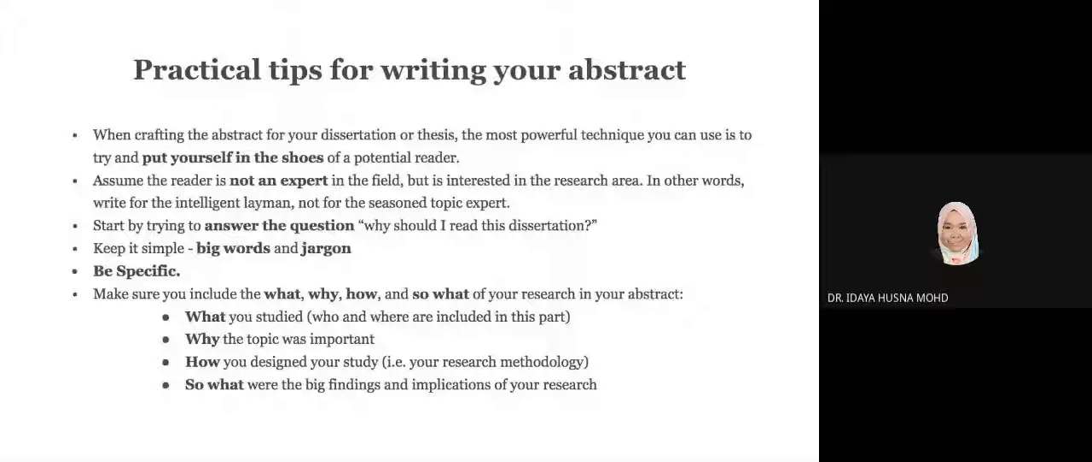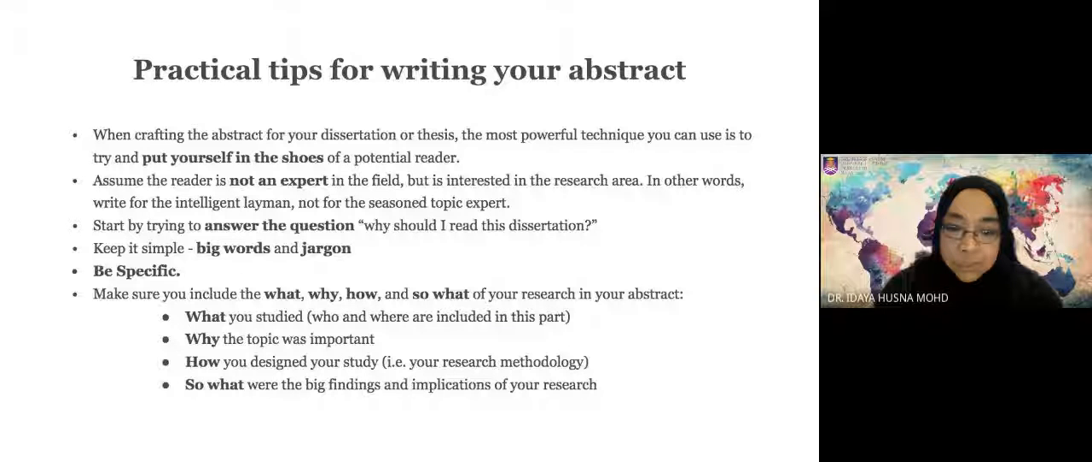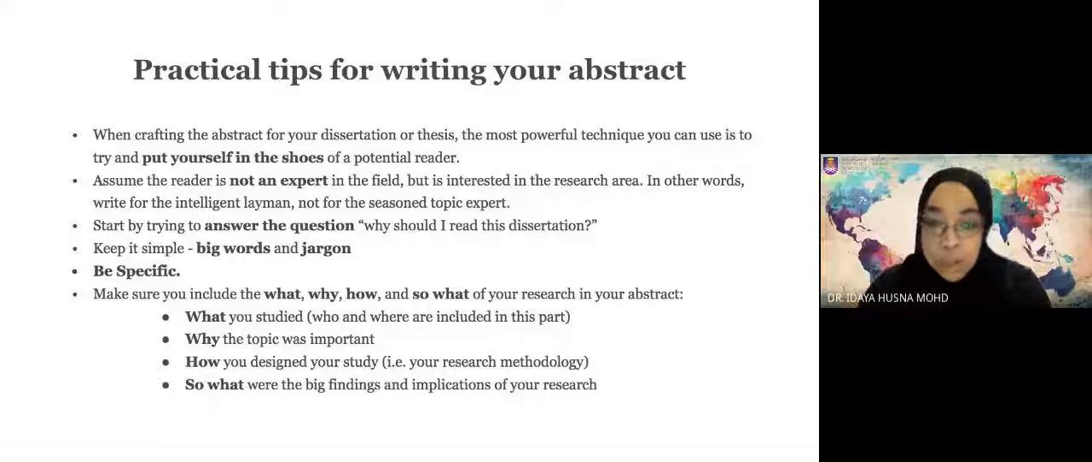Assume that the reader doesn't know anything and you yourself need to explain something about your area of expertise in layman's terms, in very simple words so that people can understand. Start by trying to answer the question: why should I read this dissertation? Why should I read this thesis? Why should I read this paper? And also keep it simple, no big words and no jargon. Like I said just now, we are trying to explain it to a layman using layman's terms.